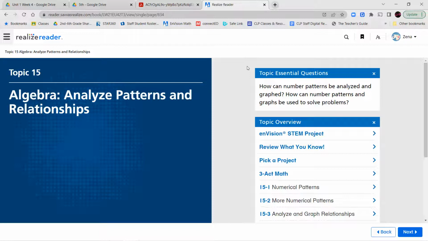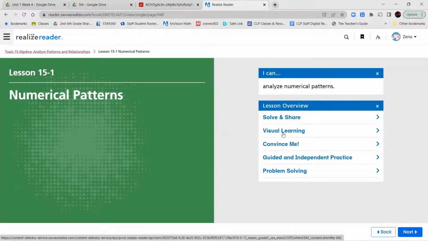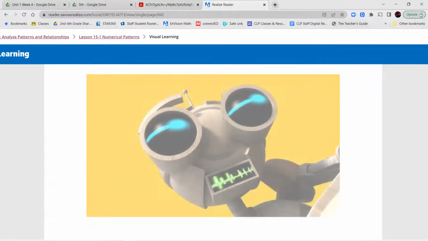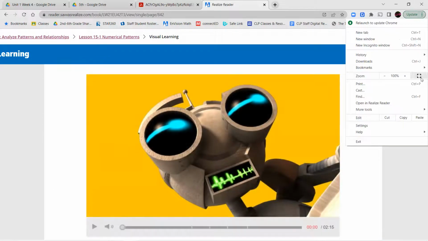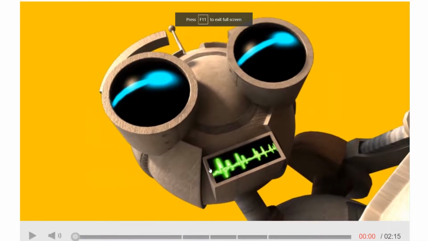In this chapter, we're going to talk about analyzing patterns and the relationships that we find in them. We're going to begin with lesson 15-1. And this lesson is going to focus on numerical patterns, so patterns that you find in numbers. Let's go ahead and jump into our short video lesson, and then we'll do our notes and our guided practice.